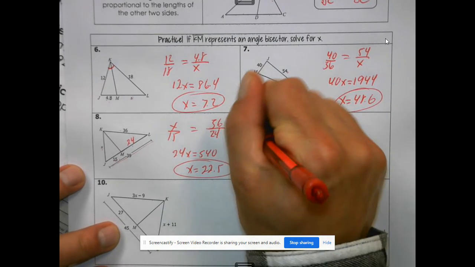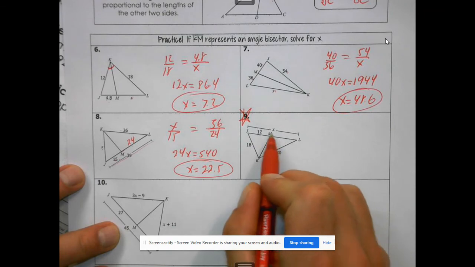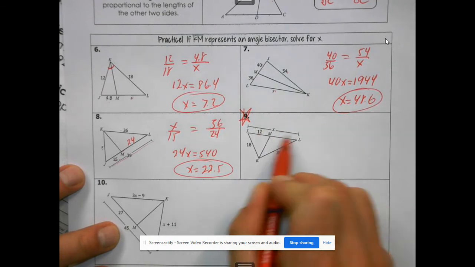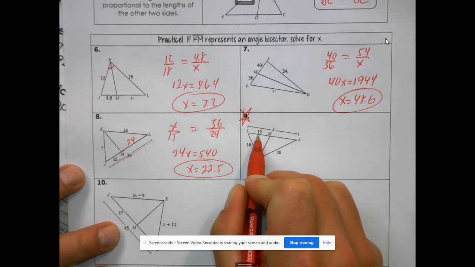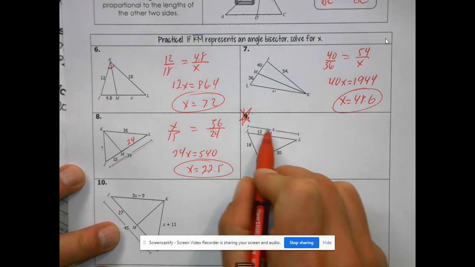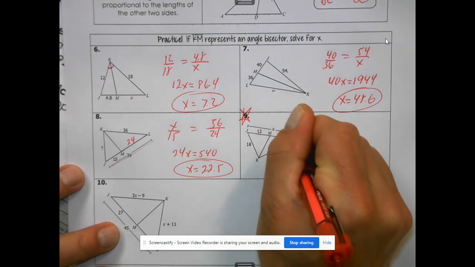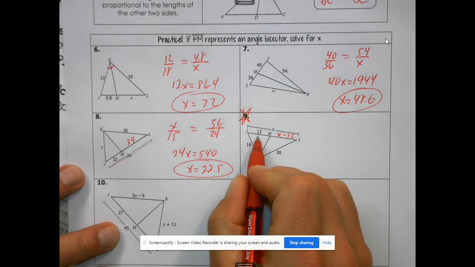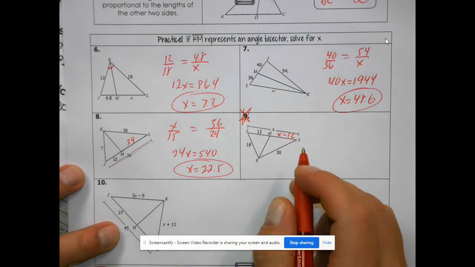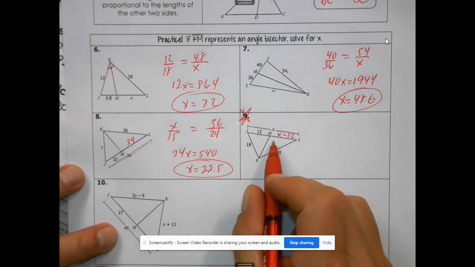Number 9 is tricky. Put a star by number 9 here. The whole thing is x. This piece is 12. This expression would be the whole thing, x minus this piece, 12. All right, that one is tricky. You will see something like it on the quiz most likely.